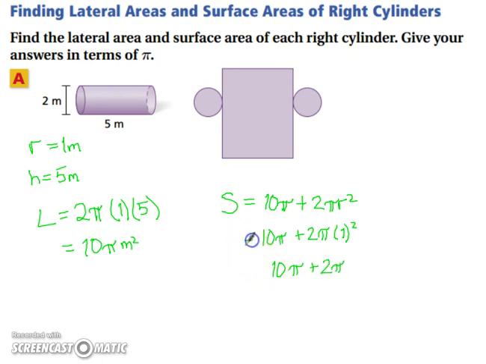And we can simplify that one step further and still remain in terms of pi. So we have 12 pi meters squared. So our total surface area and our lateral surface area.